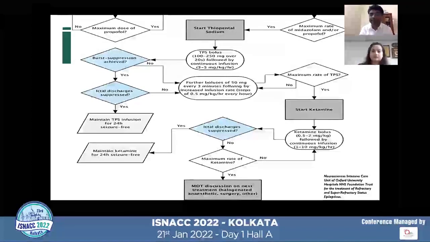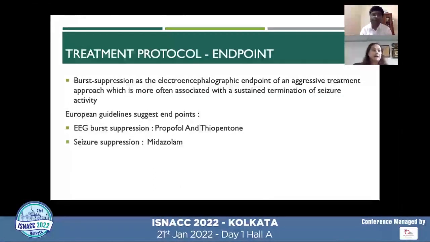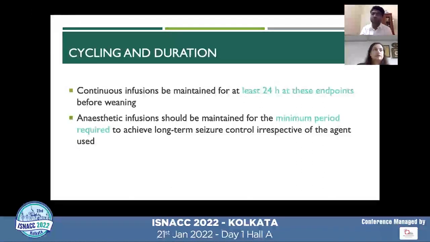And when the maximum dose of thiopentone has been reached, a fourth drug is added in this protocol, ketamine, to achieve the target. If all four drugs don't work, then finally inhalation agents, surgery, or other miscellaneous therapies are started. So what is the endpoint of our treatment? The European guidelines suggest EEG burst suppression as the endpoint for propofol and thiopentone, and seizure suppression for midazolam. For how long? For at least 24 hours after the seizures have stopped, and it should be maintained for the minimum period irrespective of which anesthetic drug is used.